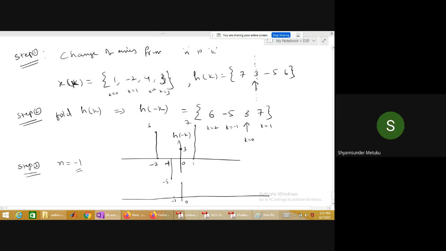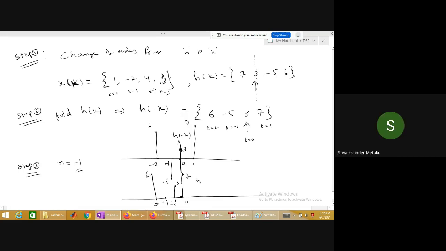At 0, -1, what was the sample? 3. 7. It will be 7. At 0, 7. So sir, it will appear at -1 now. Correct or not? Yes, sir. What comes at 0? At 0, 7 comes, sir. Very good. Then at -2, -5. Then at -2 comes 6. Sorry, -3. At -3, 6.